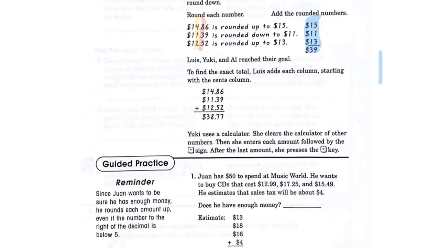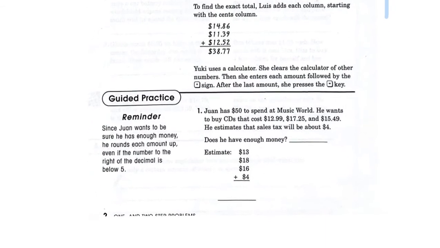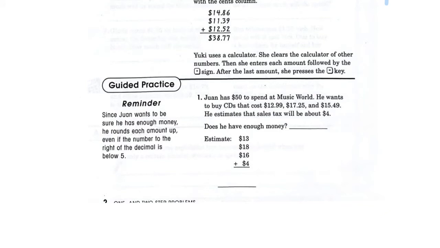You're going to have some word problems, and you are going to be deciding if they met what they were asking. We have a reminder over here. It says, since Juan wants to be sure he has enough money, he rounds each item up, even if the number to the right of the decimal is below 5. So Juan is just going to say, okay, if it's $12.99, I'm rounding it to 13. $17.25, he's going to round up just so he knows if he has enough money.